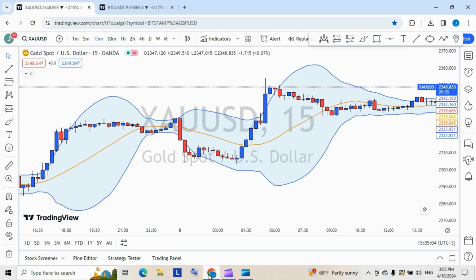I'm going to show you how to use the Bollinger Band as a beginner Forex or crypto trader. This is basically an indicator, a technical tool which you can use to help determine the trend of the market, and when to enter for a buy or for a sell, and when to exit a particular trade.